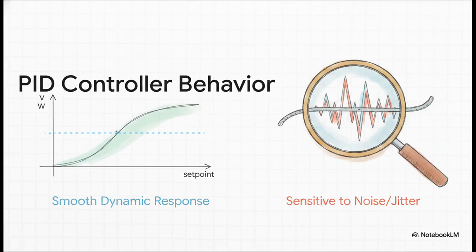But there is a major caveat to keep in mind. Because the derivative term is calculating the rate of change, it is highly sensitive to system noise. If your temperature sensor is jittery, the derivative term is going to overreact, thinking those tiny jitters are massive, sudden shifts. But if you tune it correctly, it's hands down the most complete controller for complex thermodynamics.